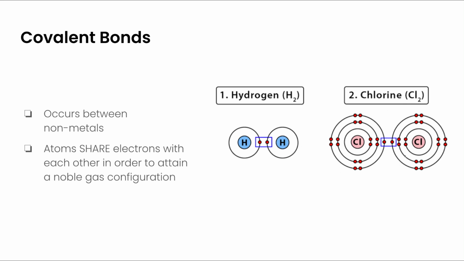If we look at chlorine, same thing. They have 7 valence electrons each. So, in order to obtain that noble gas configuration, they need to share an electron with each other. So, this sharing means that they've got 7 electrons from themselves and then 1 electron that's being shared from the other chlorine atom, and that's what creates the covalent bond.